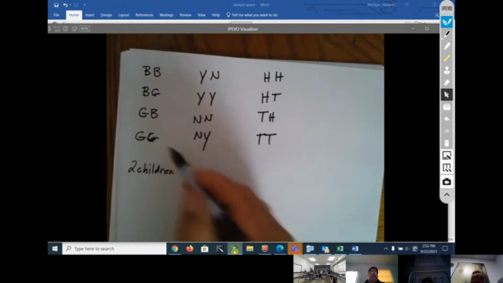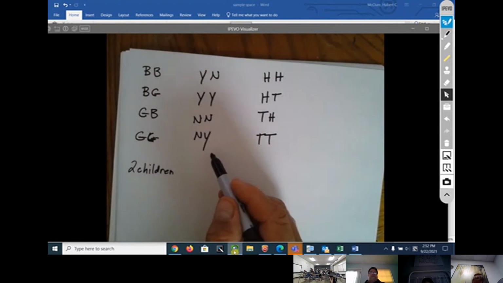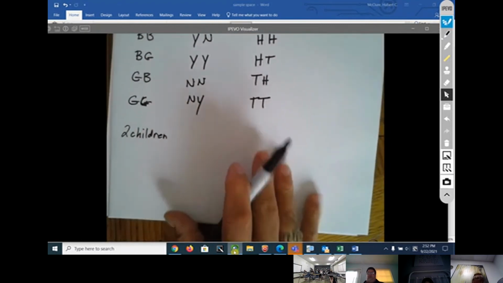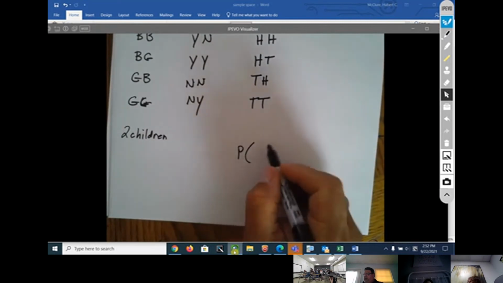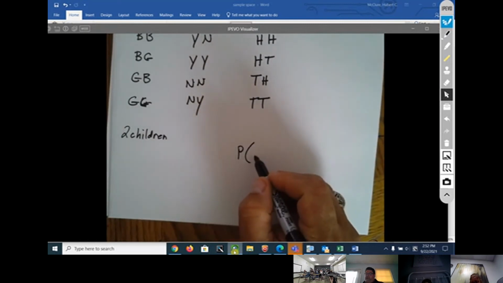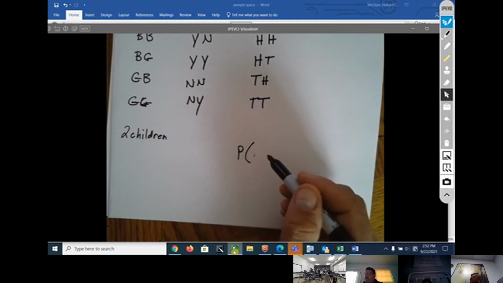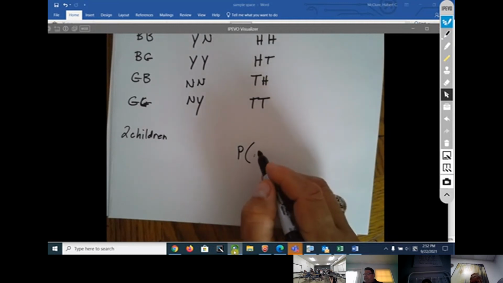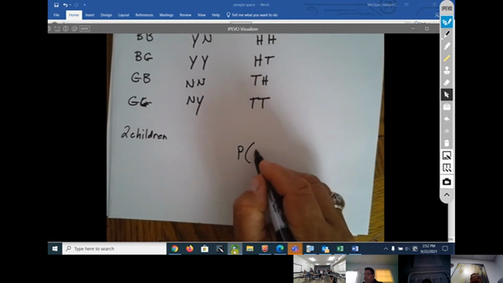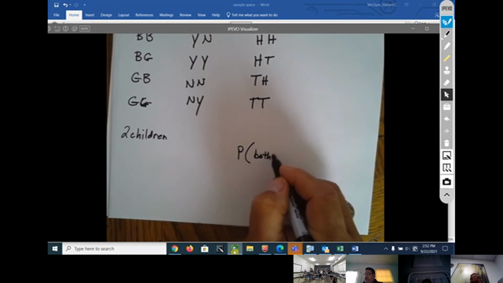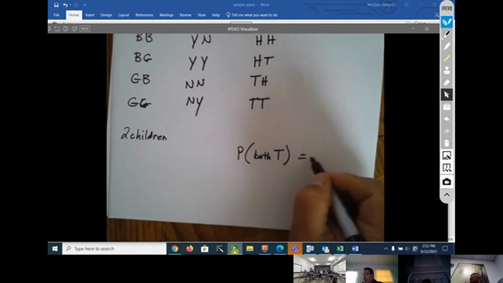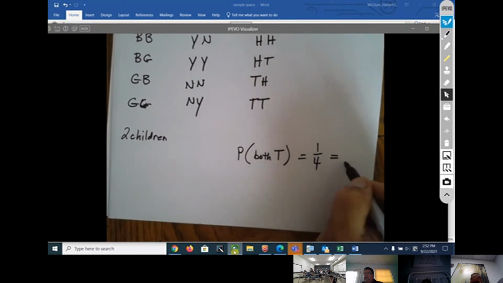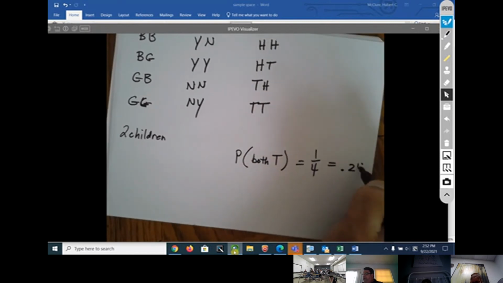So these are sample spaces. So if I ask you, if you're flipping two coins, what is the probability of you getting both tails? And that would be 1 out of 4, which is equal to 0.25.